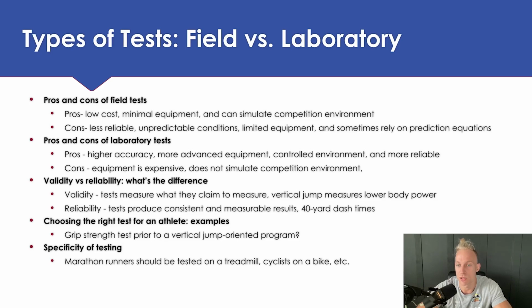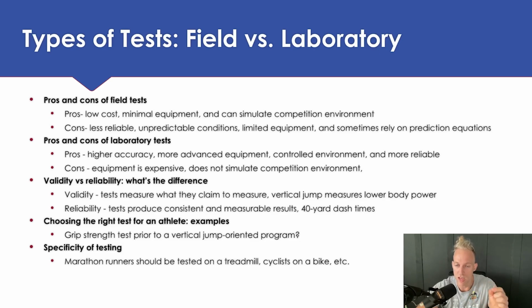Reliability means that a test produces consistent and measurable results. Think of something like a 40-yard dash. Have an athlete run 10 40-yard dashes with the correct rest intervals, and you'll get some very reliable results. They'll be consistent, they'll be measurable. So we want a test to be both valid and reliable when we're tracking data on our athletes over time. But a test can be reliable without being valid. So again, just sticking with the 40-yard dash. If I were to use the 40-yard dash as a way to measure upper body endurance, not a valid test, regardless of the fact that it's going to give me reliable results.